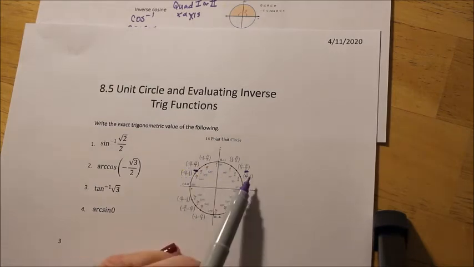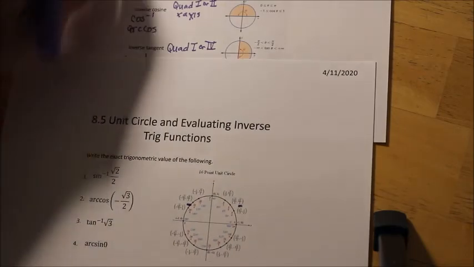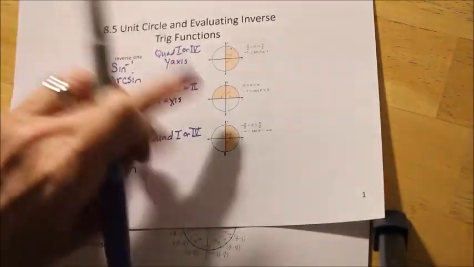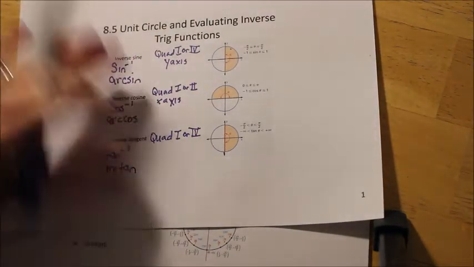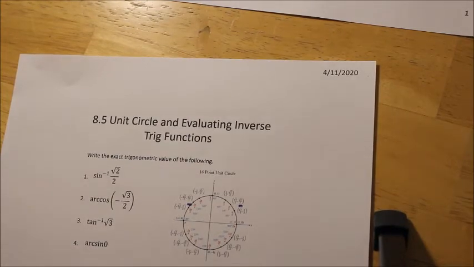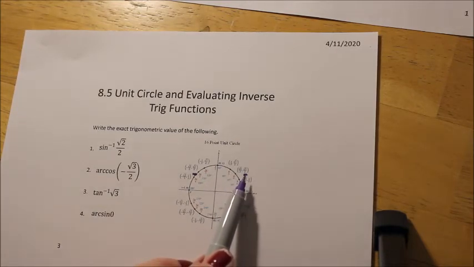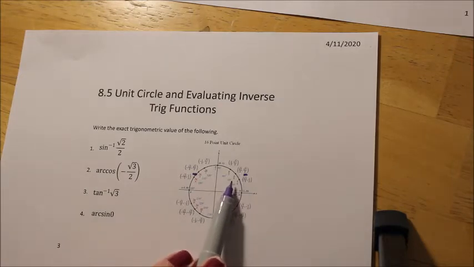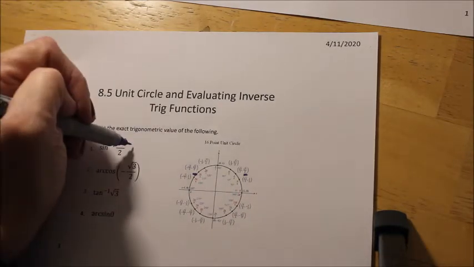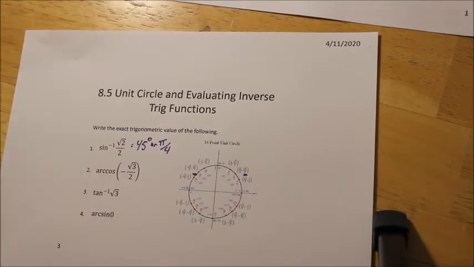Notice I've got a couple of choices here. Well, here's where your domain is going to come into play. Remember, for sine inverse, you must stay in quadrant 1 or 4. It says nothing about quadrant 2. Therefore, we do not want to go into quadrant 2, so I must use this one right here. The sine inverse of square root of 2 over 2 is going to be either pi over 4 or 45 degrees. I'm going to write both answers. And that's your answer. That's it. How easy is that?